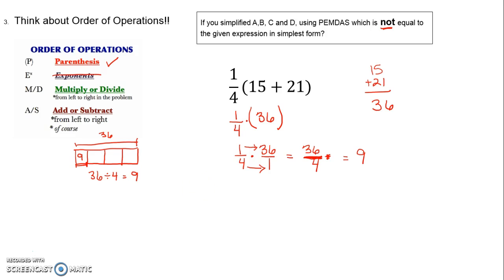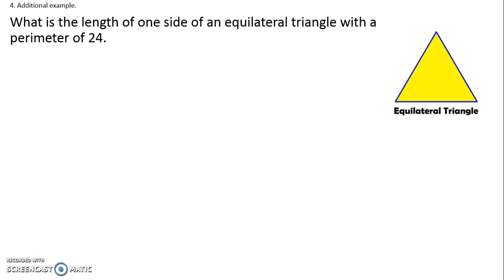Let's move on to number 4. Number 4, Mrs. Connor also gives an additional example. It says, what is the length of one side of an equilateral triangle with a perimeter of 24? Well, the only way you have a shot at getting this problem correct is if you understand equilateral triangle. An equilateral triangle is simply a triangle that has 3 equal sides.